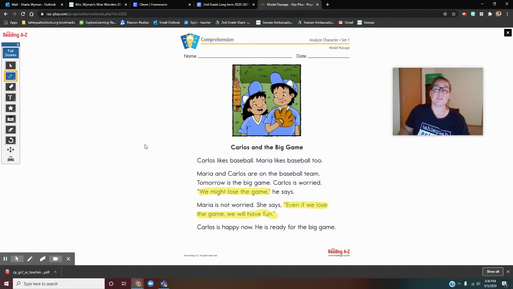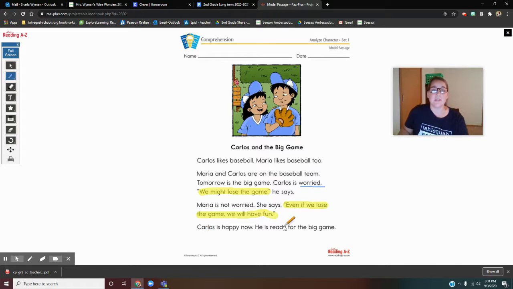All right, so just looking at that dialogue, we learned a little bit more about Carlos and about Maria. We learned that Carlos is for sure the boy here, and we did learn that he was worried. It told us in this text that he was worried, but we also can hear that in his statement. He says, "We might lose the game." He says that in a very worried manner. So we know that Carlos is a worried character.